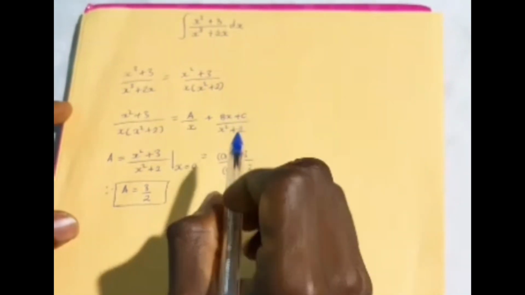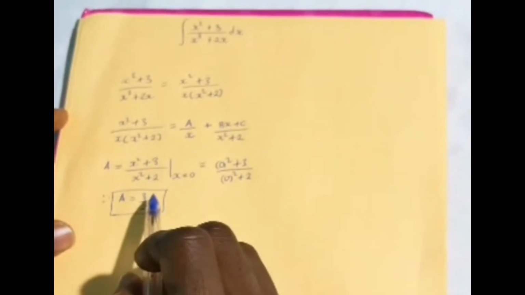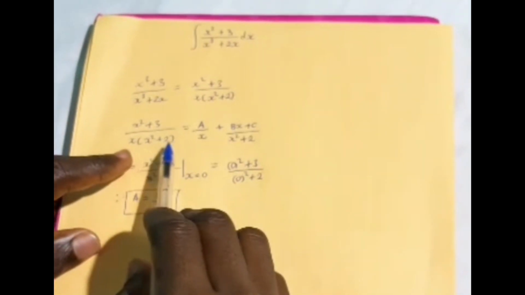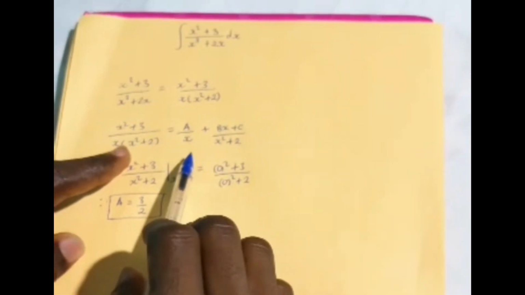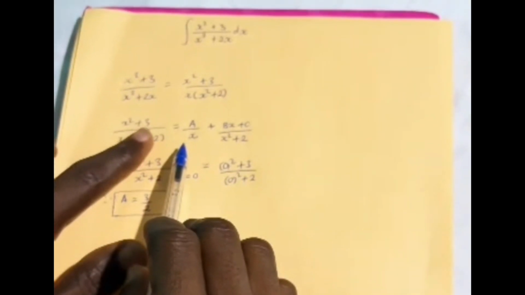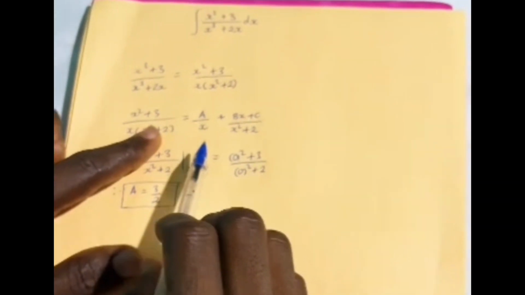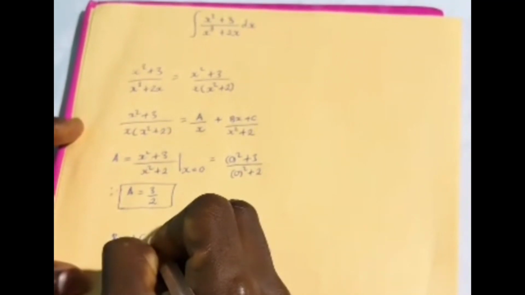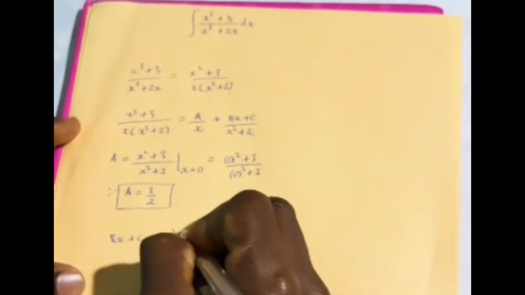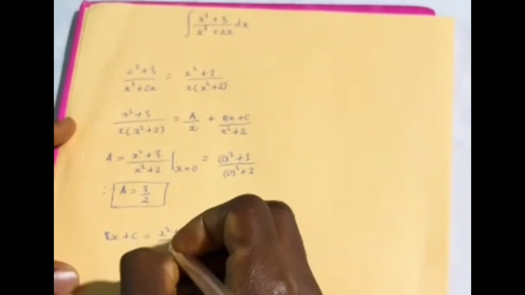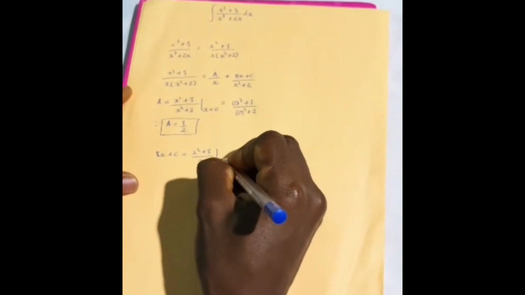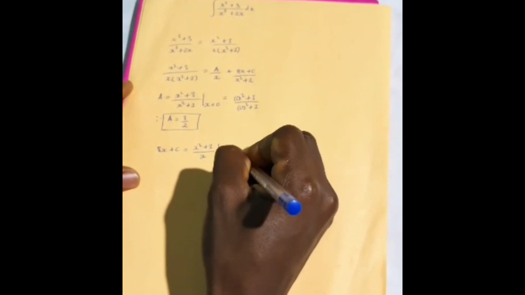Now similarly we are going to solve for b and c. We are going to go on the left hand side of this equation and cover up the factor associated to bx plus c, which is x squared plus 2 in this case. So we are going to cover it up with our finger, and we have that bx plus c equals x squared plus 3 divided by x at, now we are going to substitute, x equal to root 2i.